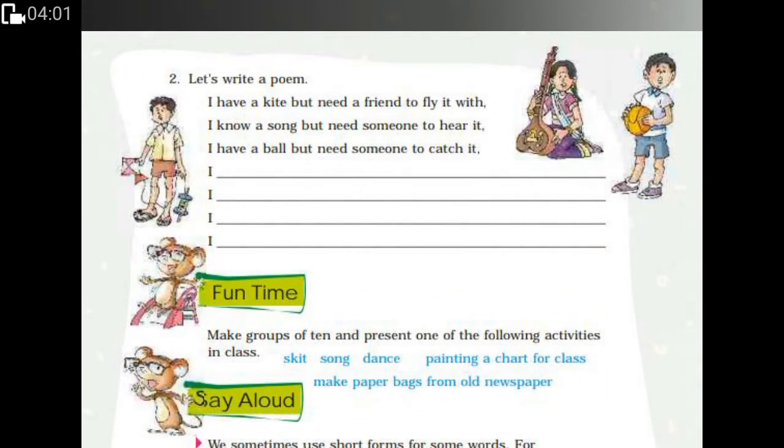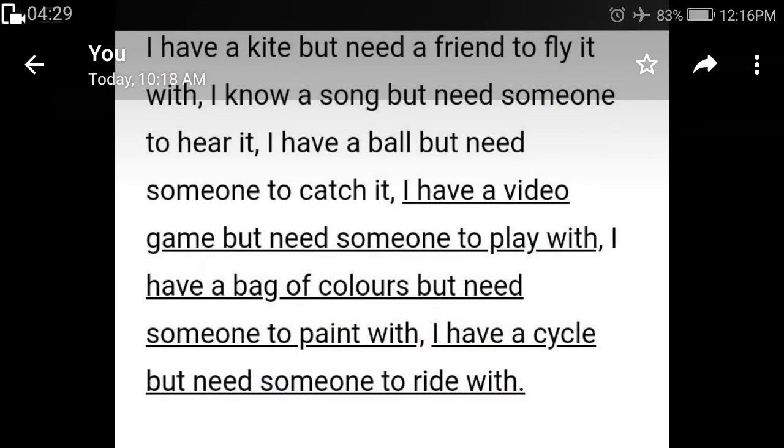Now next page, page number 27. Let's write a poem. I have a kite but need a friend to fly it with. So you have a kite that you need a friend to fly with. So we are trying to rhyme it over here. I know a song but need someone to hear it. It's like it. I have a ball but need someone to catch it. So what can we do?